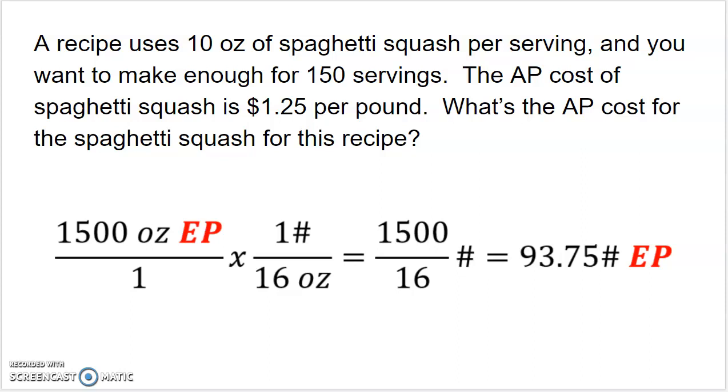Notice we're still doing the thing I've been encouraging you all along to do, which is labeling everything as EP or AP. Otherwise you can wind up at the end of a step like this and forget that you're still in EP and then go ahead with your calculation as if that's an AP number, which it isn't.